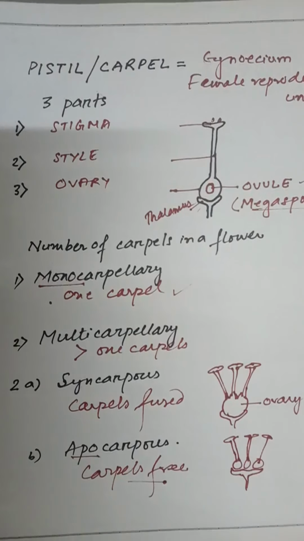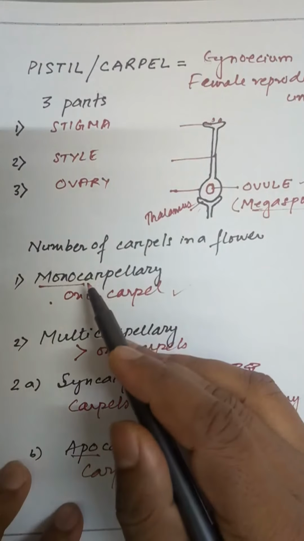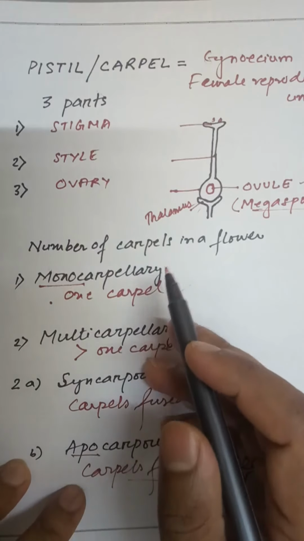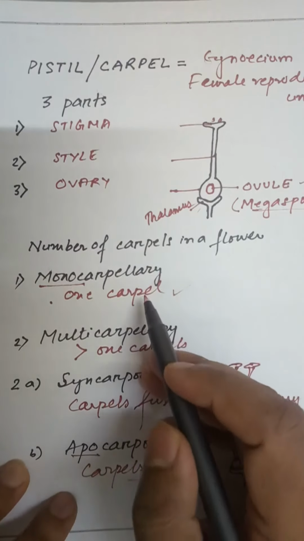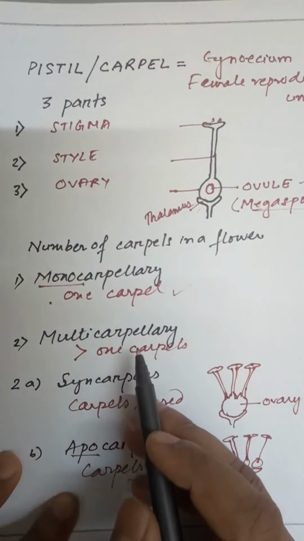If we want to classify flowers based on the number of carpels, a flower may have only one carpel. In that case, it is called monocarpellary. The word mono means one, hence monocarpellary means only one carpel is present in the flower. If there are more than one carpels, that is called multicarpellary.